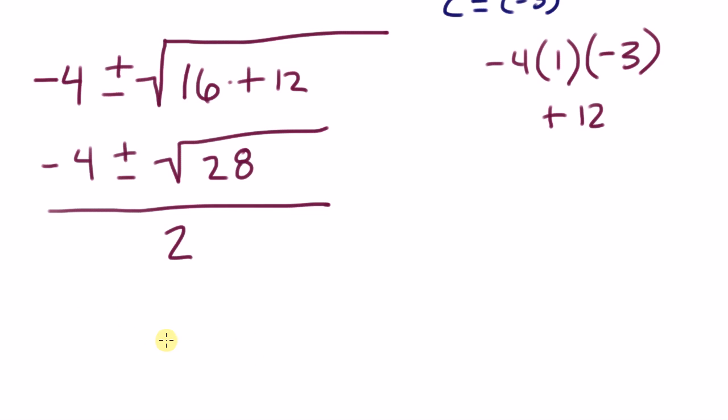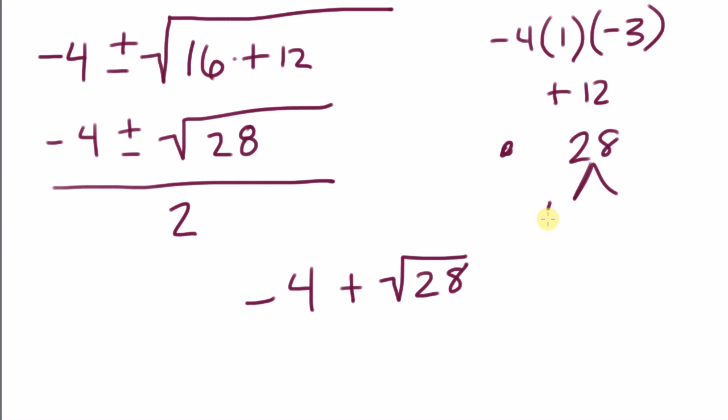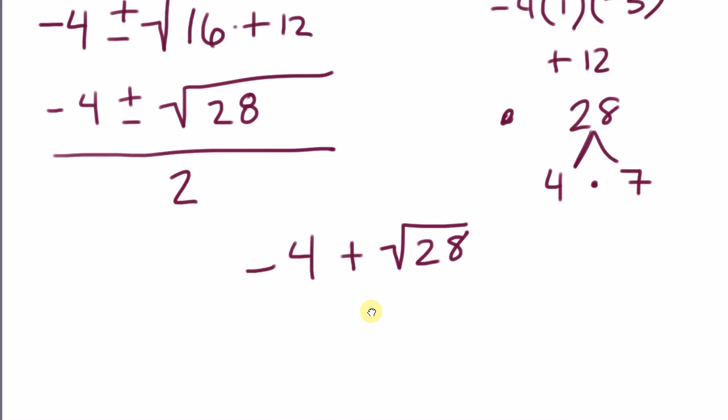Okay, so this is going to be the square root of 28. What I'm going to do here is not find an exact value, but try to break this thing apart if I can. I'm not really seeing, maybe 4 times. Well, let's just factor it. So we have 28, so we have 4 times 7.